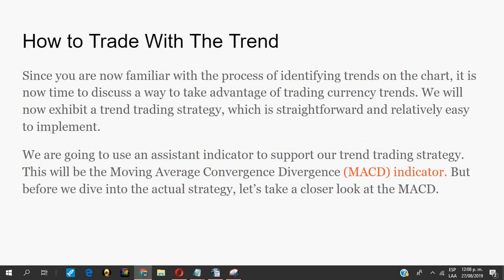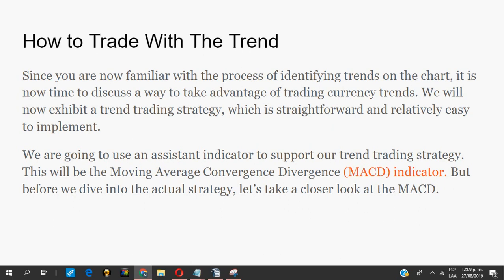How to trade with a trend? Since you are now familiar with the process of identifying trends on the chart, it is now time to discuss a way to take advantage of trading currency trends. We will now exhibit a trend trading strategy which is straightforward and relatively easy to implement, and it's completely free. We are going to use an assistant indicator to support our trend trading strategy. This will be the moving average convergence divergence indicator.